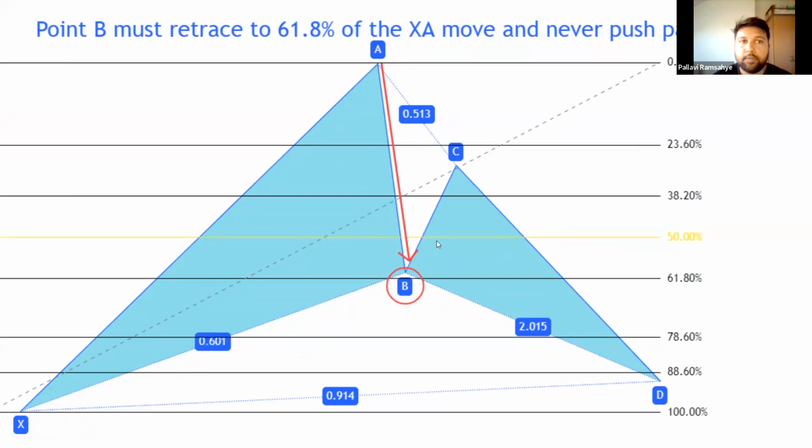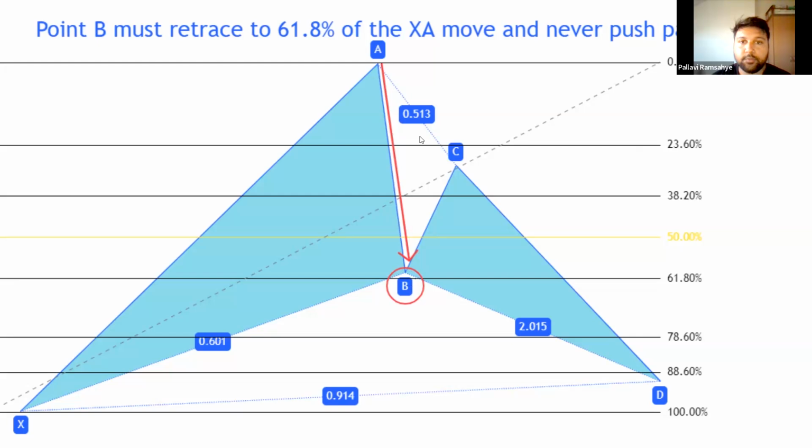And with the B point, the criteria is that it should never push past 78.6%, okay? So this point here. If it does push past this point, that means the pattern is invalid. Let's say, for example, we exclude point D and point C, and we only have point X and A. We've placed the Fibonacci tool, right? We're looking at price come down, come down, come down, and it comes to this point, but it doesn't close. The candle wick is left from here, and it comes back up, and the body of the candle closes here, that would still count, okay?